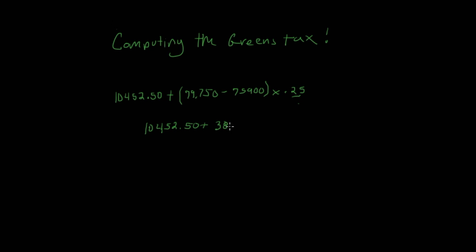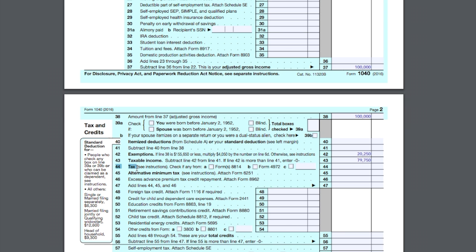So when you take $79,750 minus $75,900, you get $3,850. And then we're going to bring down that $10,000 once again, and we're going to multiply $3,850 times 25% to get $962.50. And lastly, we're just going to add those together to get $11,415.